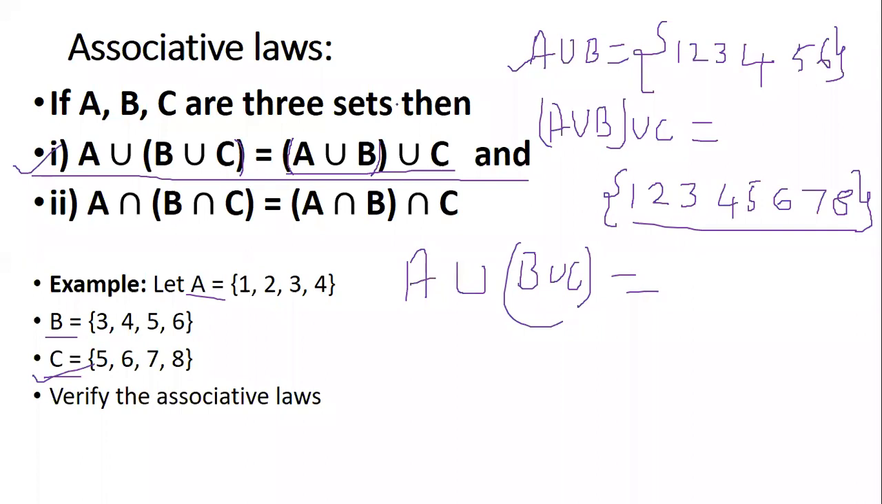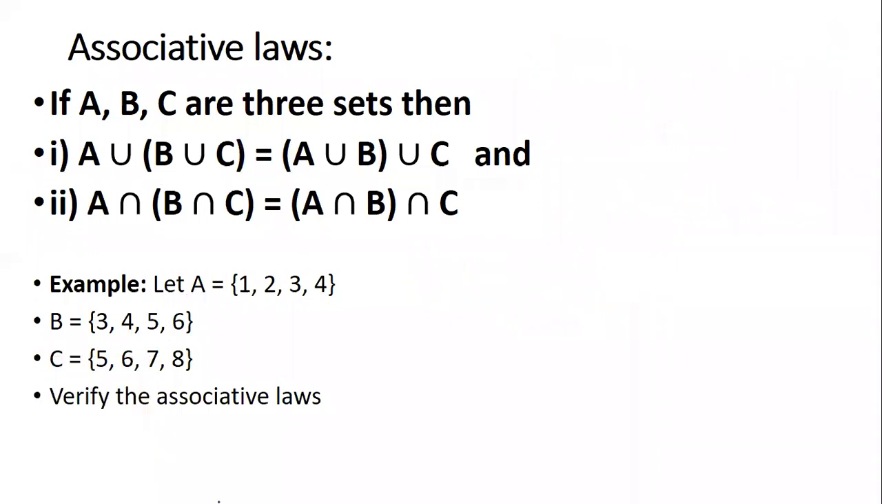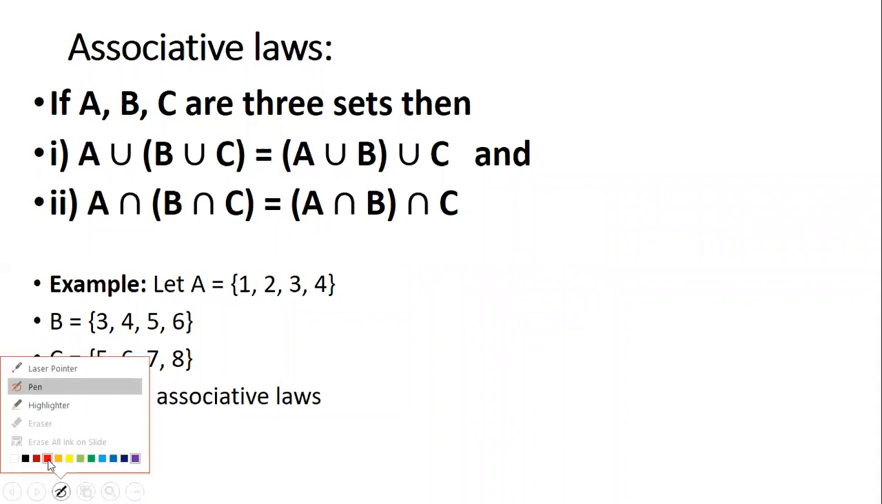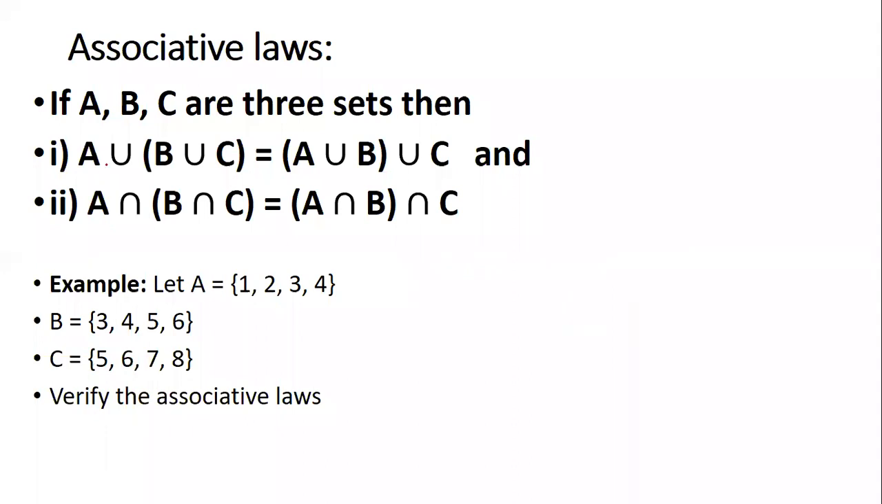Okay. Can we go further? We will see the second rule or the second law. Okay, great. Now, the next one, where we had union here, in the place of union we will have intersection. So we will first see A intersection B intersection C.